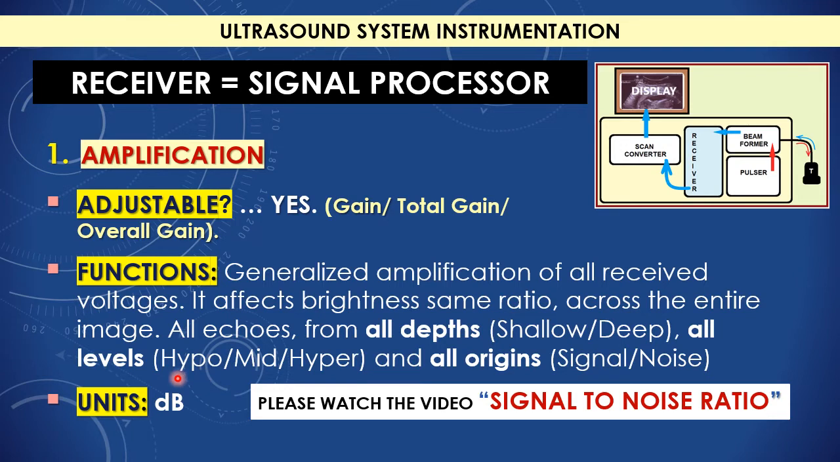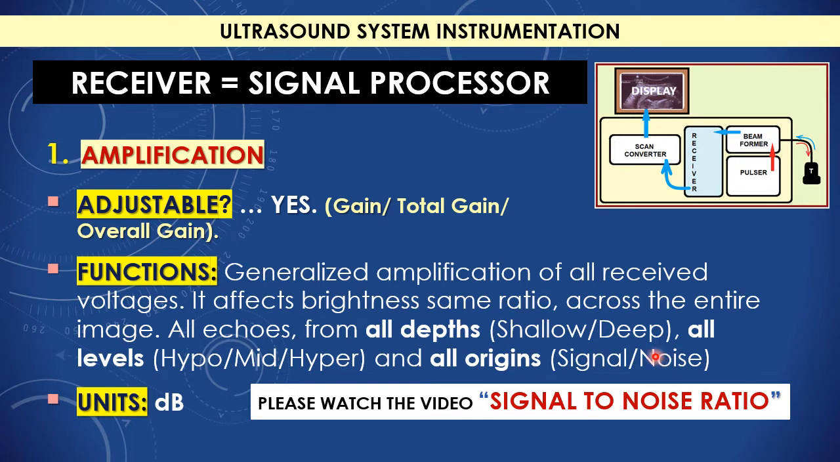All the levels, meaning the low level, mid level, or high level echoes, will be magnified. So the low level might become mid level echoes, and the mid level echoes will be magnified to high level echoes, or super bright echoes. So it means that all the levels are magnified. All the origins, what does it mean? The signals coming from the patient, or the noise coming from the surroundings, all of these are also magnified. So the magnification here is not selective, it's generalized.